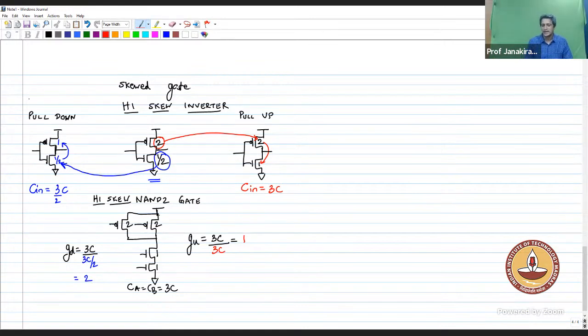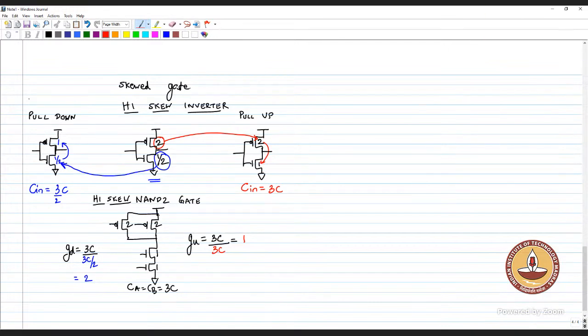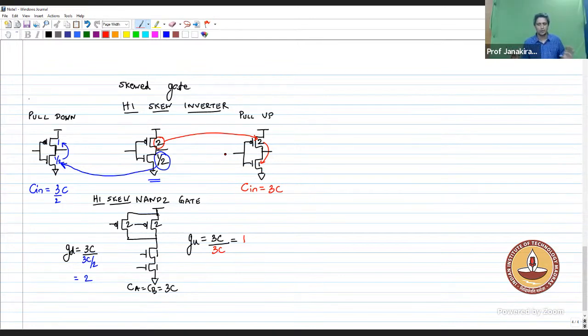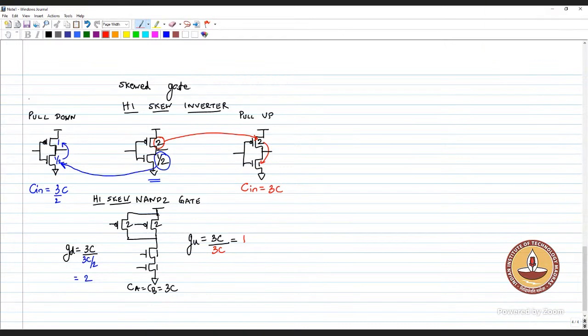What I'm saying is, these reference inverters that you drew for pull up and pull down with respect to the inverter are the same for all gates. Yes, sir. Okay. Good. One more thing, sir.